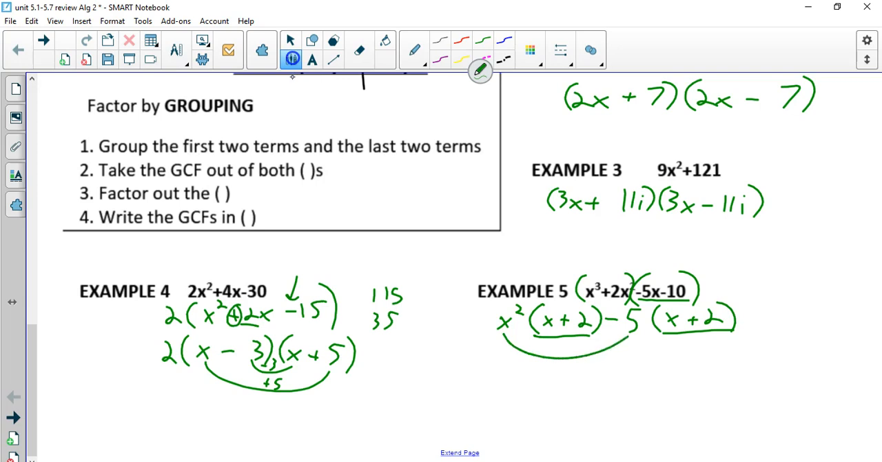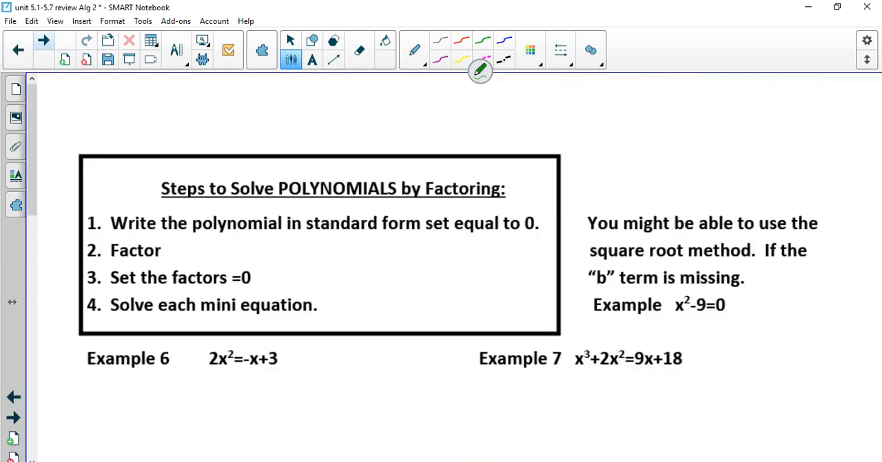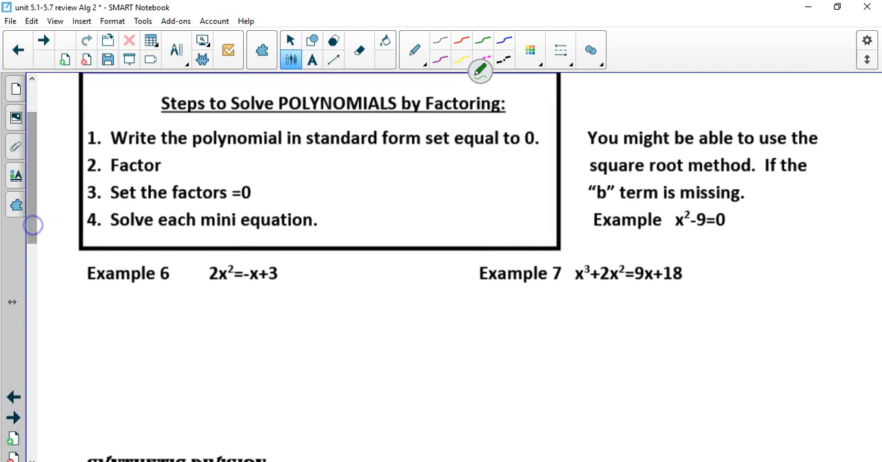Now, I'm going to hook these 2 up. That's my new parentheses. And I only write the x plus 2 once, because that's common to both. Okay, now, solving is the exact same thing. It's just we have one more step at the end, and that is to actually find out what the values are. So we set the parentheses equal to 0. That's it.